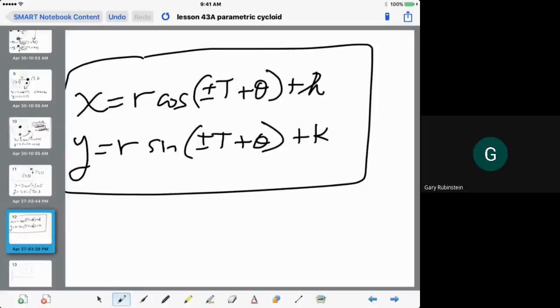But tomorrow, and for the next 3 days after today, the center of the circle is going to be moving, and this is going to make some really unusual curves.